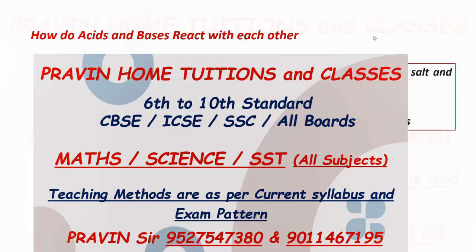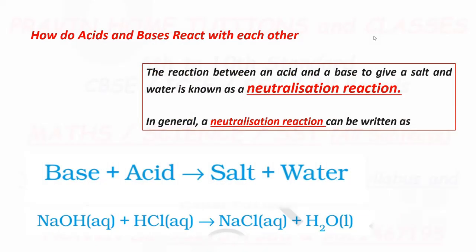Hello friends, welcome back. In this video, I will explain how acids and bases react with each other. When acid reacts with base, the products formed are salt and water. And the reaction between acid and base is known as neutralization reaction.